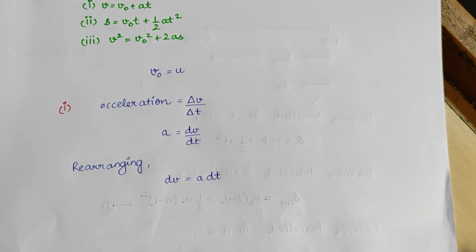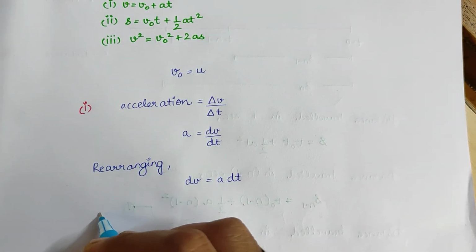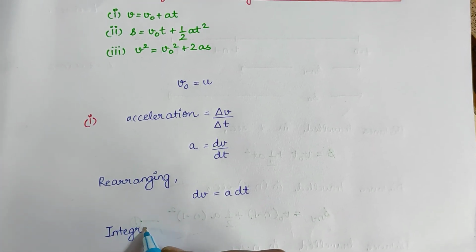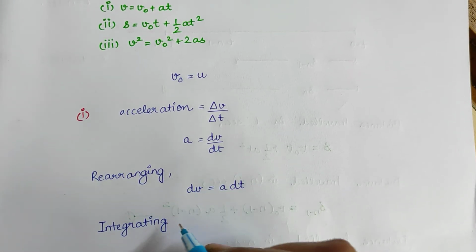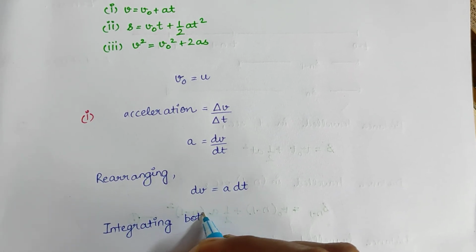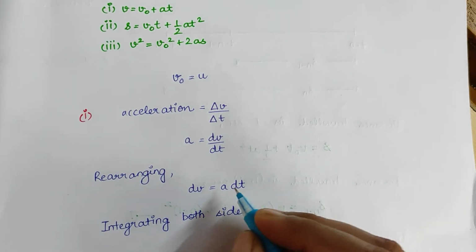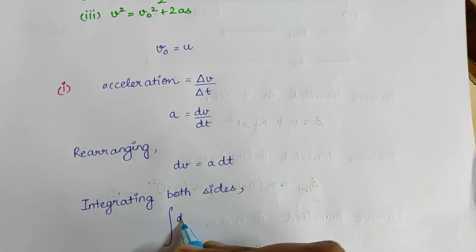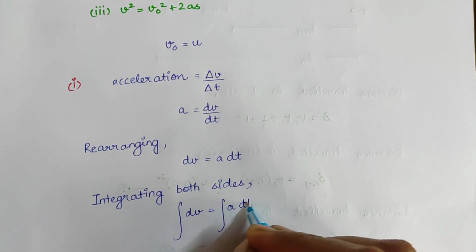As we are going to solve it with the calculus method, we will use integration here. Integrating both sides of this equation, we get the integration of dv equals the integration of a dt.